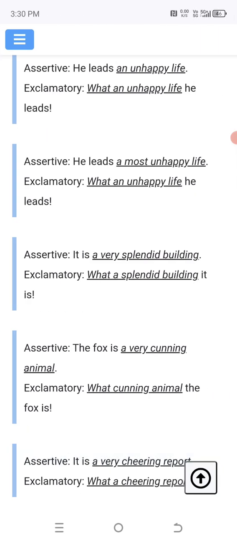Students, today we have understood how to change assertive sentences into exclamatory. I hope that you have all understood well the grammar part, how to change assertive sentences into exclamatory.